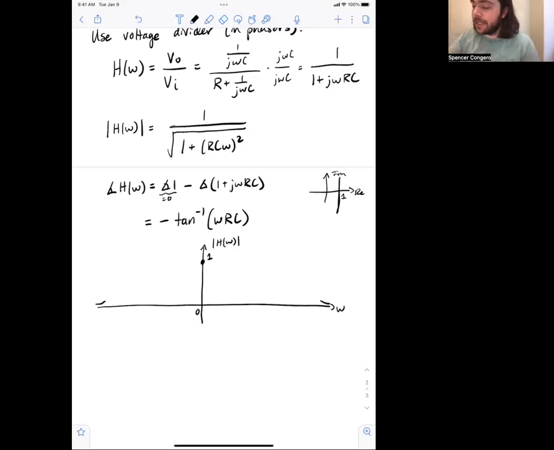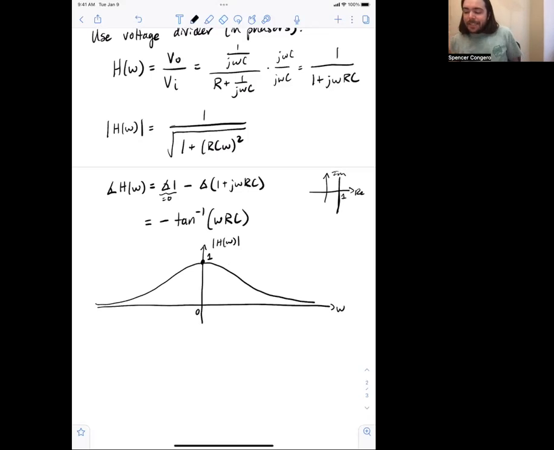And what happens in between? Well, it looks something like 1 over 1 plus omega squared-ish. Anyway, you can plot this on any of your favorite plotters. It turns out it looks something like that, just a ballpark estimate. Let me draw it a little better, maybe something like that. It doesn't have to be exact.